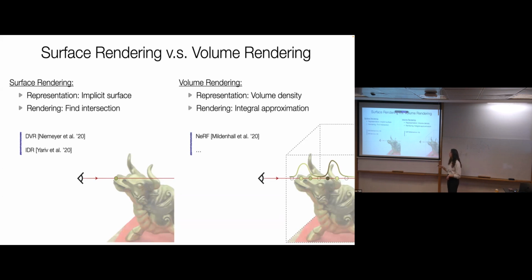In order to render using surface rendering, you just need to find the intersection. In order to render using volume rendering, you need to sample points along the ray and approximate this integral, like finding the expected color according to the samples that you have.